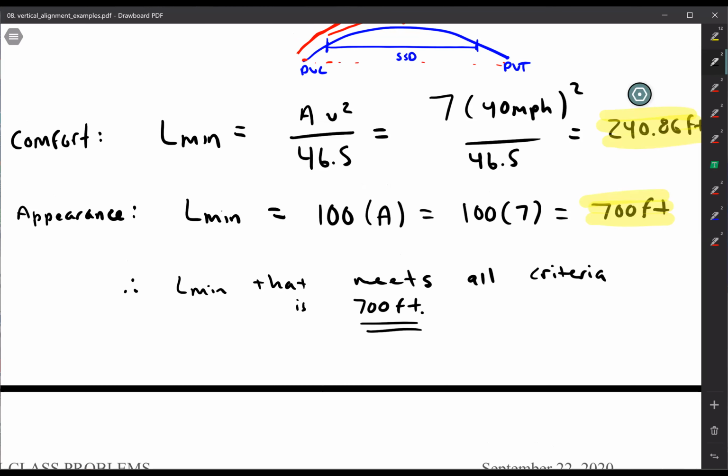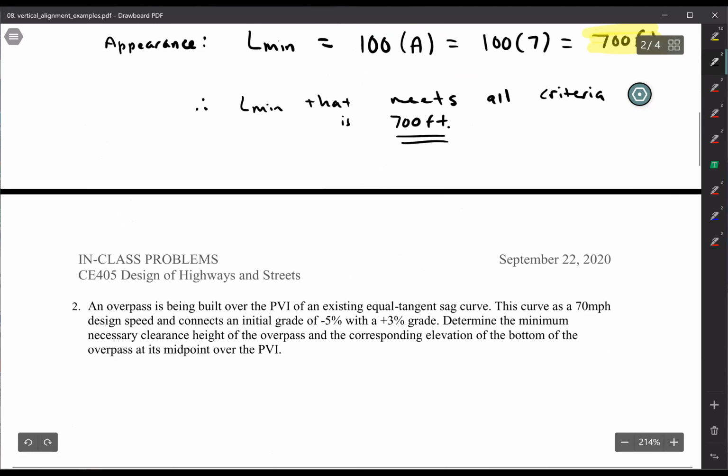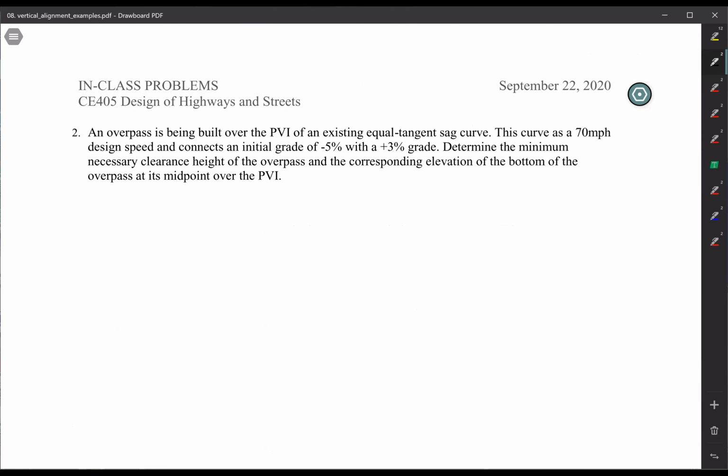All right, so what I want to do next, the next problem here, is an overpass that's being built over a PVI, so directly over the PVI of an existing equal tangent sag curve. A little bit faster, so design speed of 70. You've got initial and final grade, so it's still a sag. And I want to know what the minimum necessary clearance height needs to be over the overpass, and in addition to that, what the corresponding elevation is of the bottom of the overpass at its midpoint over the PVI.